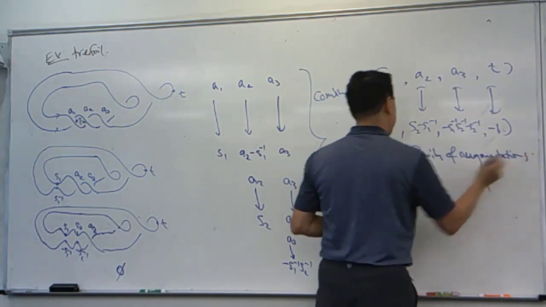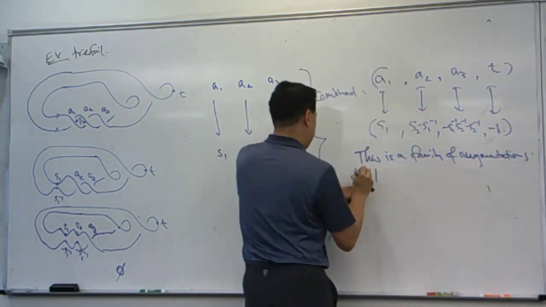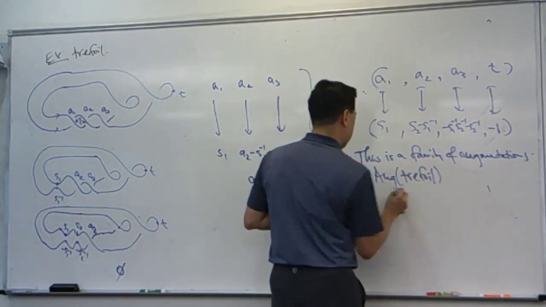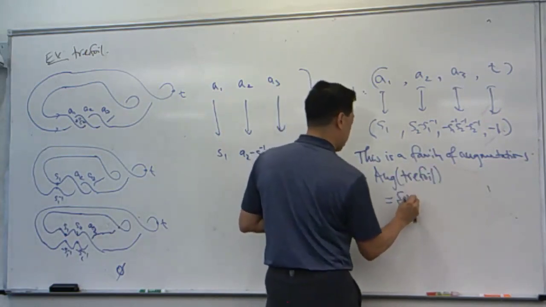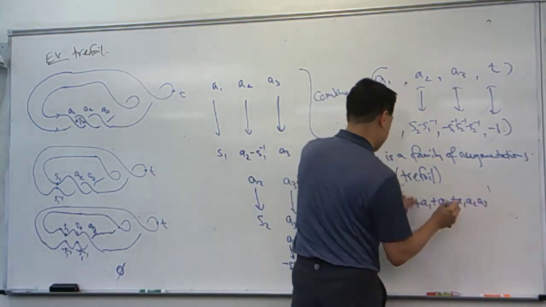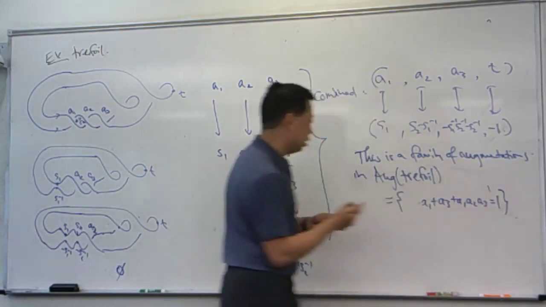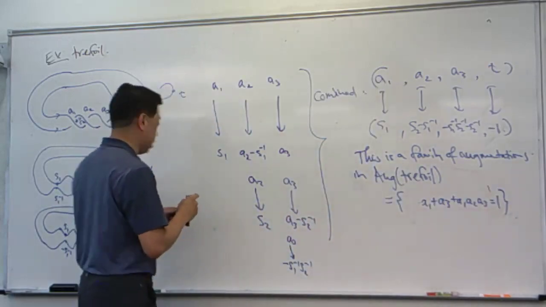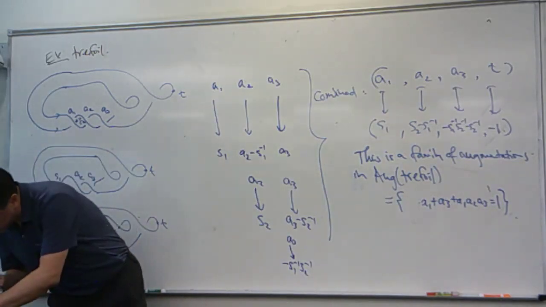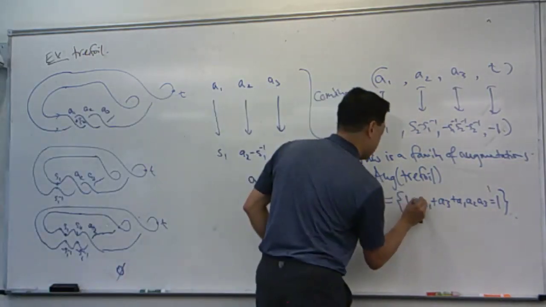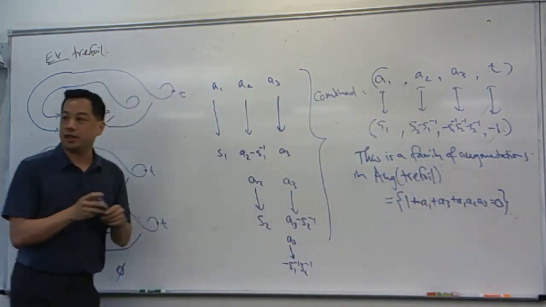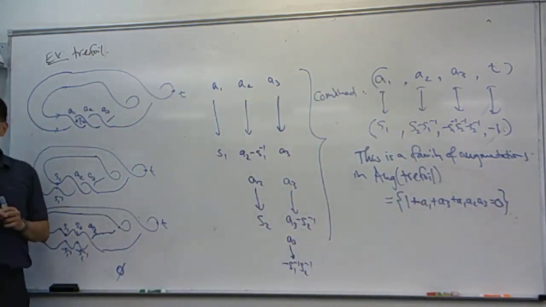So this gives us a family of augmentations in the augmentation variety for the trefoil, which I'll remind you from last time turned out to be 1 plus A1 plus A3 plus A1 times A3. You can check my math on this. 1 plus this. I think if you plug in these things here, then that actually is satisfied.